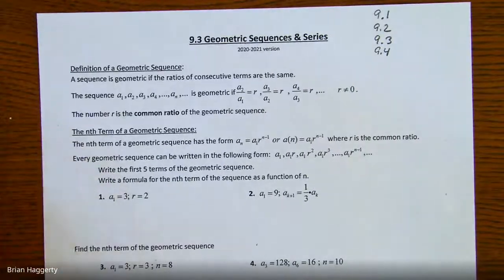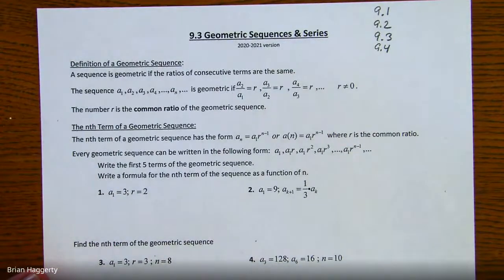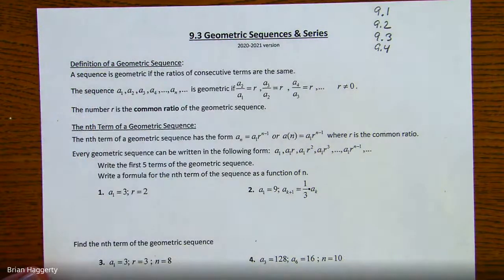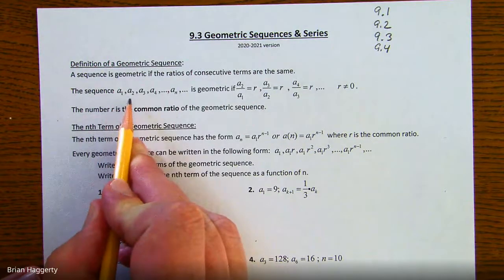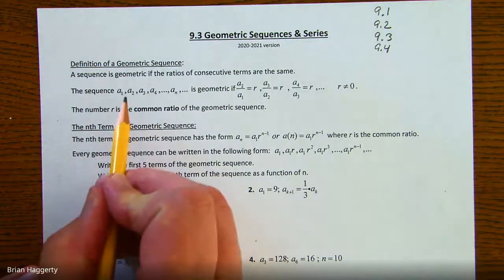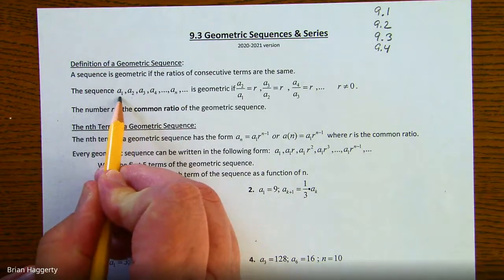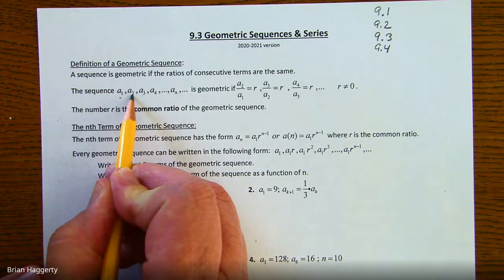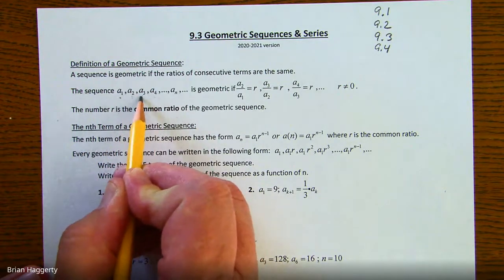All right. So first of all, what makes a geometric sequence geometric? A sequence is geometric if the ratios of consecutive terms are the same. So using the generic A1, A2, A3, A4 to represent our sequence, ratios of consecutive terms means if we take A2 and divide it by A1, is that the same as A3 divided by A2, which is the same as A4 divided by A3, etc.